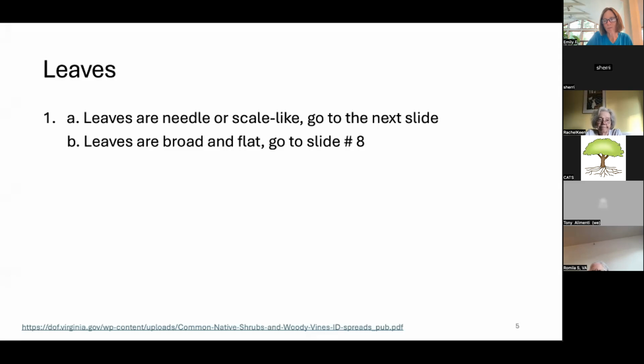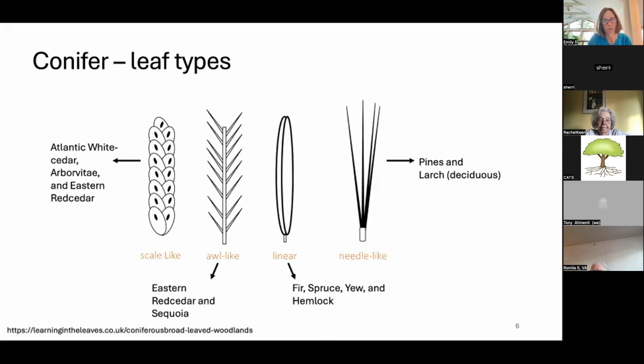I always feel bad because I think our conifers get shortchanged just about all the time. So I always feel like I just need to put a little bit in here so that they don't get left behind or feel slighted in any way, because that's not what we want to have happen.